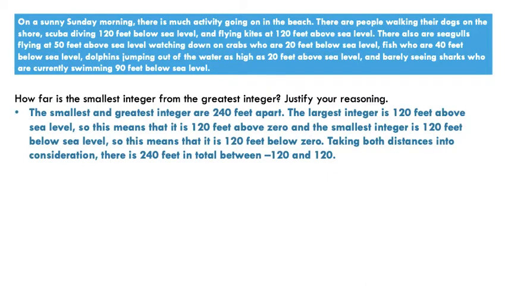How far is the smallest integer from the greatest integer? Justify your reasoning. The smallest and the greatest integer are 240 feet apart. That's because the largest integer is 120 feet above sea level. So this means that it is 120 feet above 0, and the smallest integer is 120 feet below sea level, so this means that it is 120 feet below 0. Taking both distances into consideration, there is 240 feet in between negative 120 and 120.